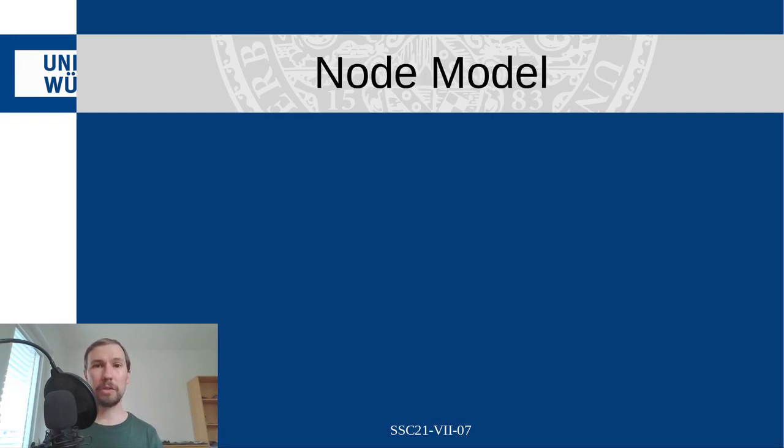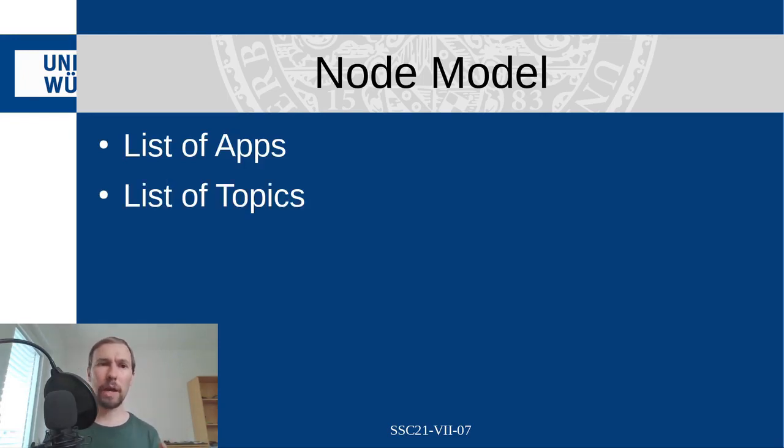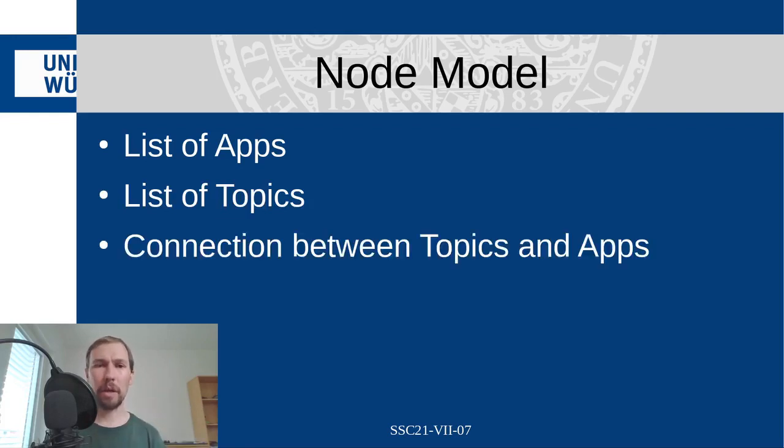Let's head to the node model. A node is quite easy to model. So first it has a list of apps that should be instantiated on the node. And we have a list of topics that is required in order to connect all those apps. And finally, we connect the subscription and publication of apps to topic instances on the node.